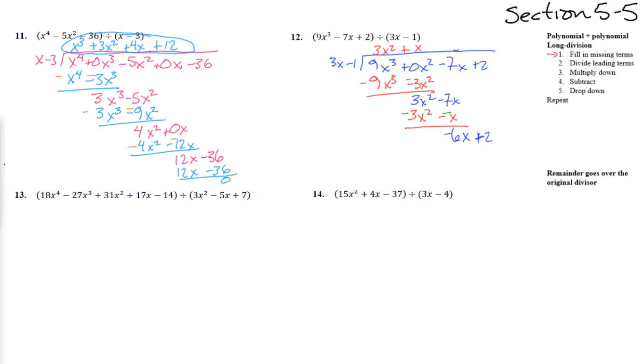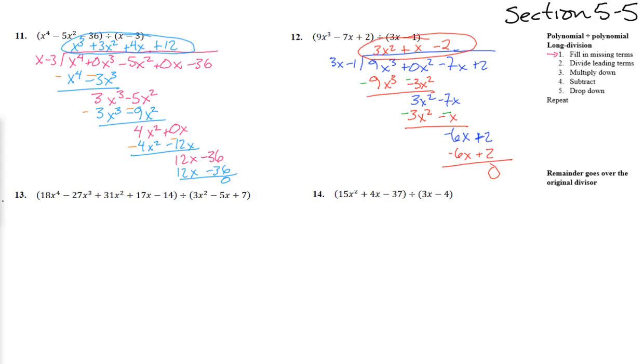And then 3x goes into that. How many times? 3x goes into negative 6x. We have to have negative 2. Do we need any x's? Nope. Negative 2 times 3x is negative 6x. Negative 2 times negative 1 is a plus 2. Oh, look, no remainder. So 3x squared plus x minus 2 is our answer.